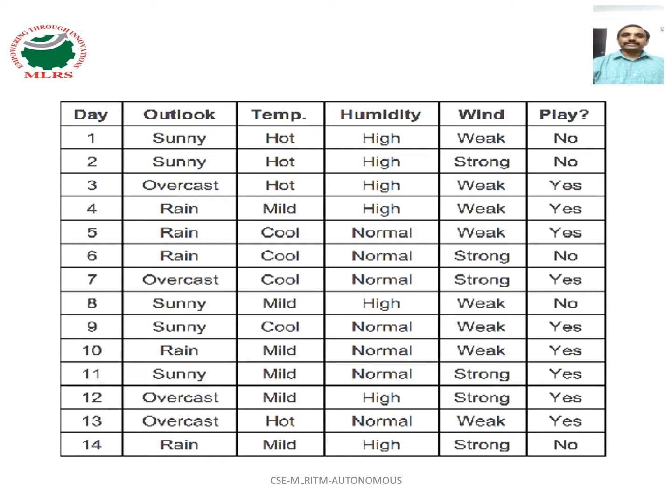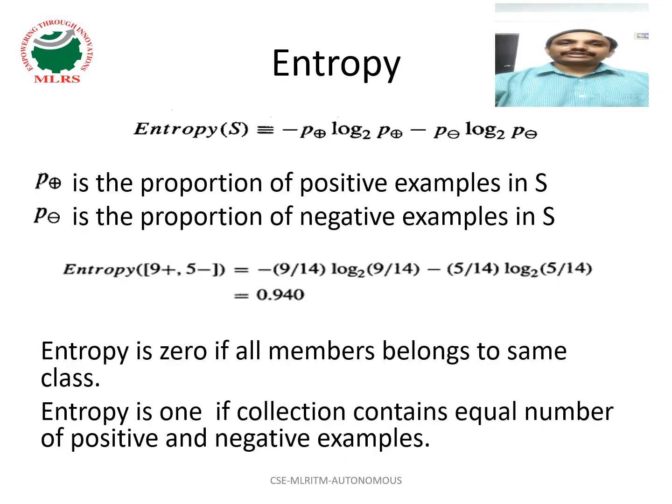To explain the ID3 algorithm, we are taking the play tennis or not example. Here we are considering 14 days of data, and four main attributes: outlook, temperature, humidity and wind, and the last one is the output. In this we have 9 positive examples and 5 negative examples. First we have to calculate the entropy of the total data set, which we represent as S.